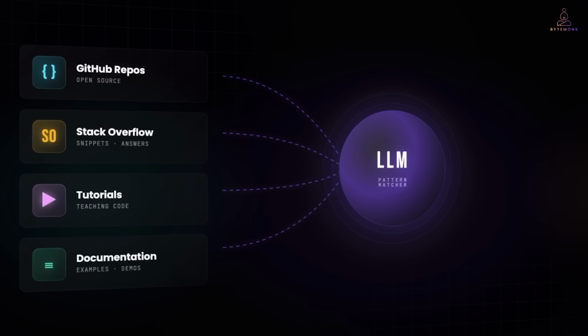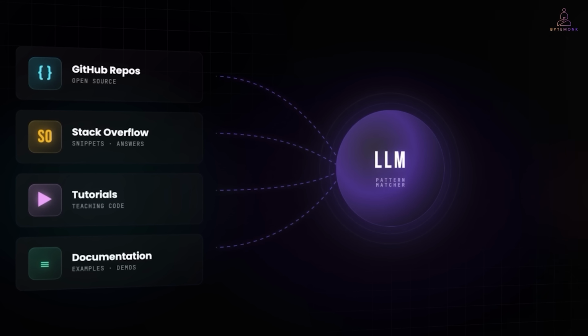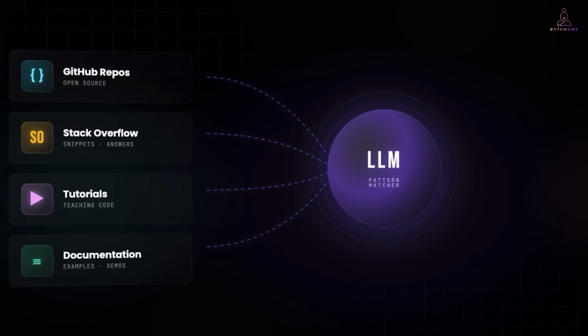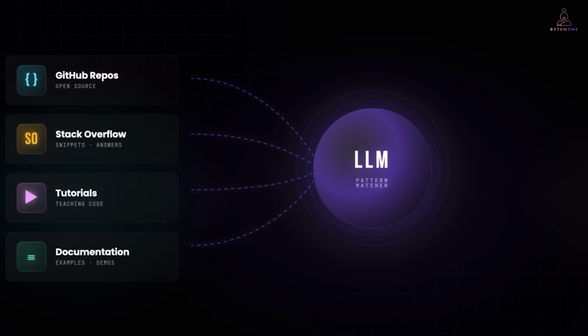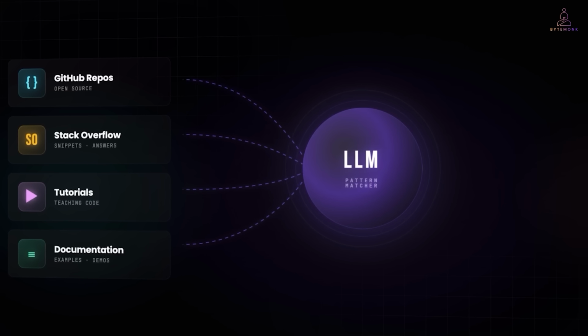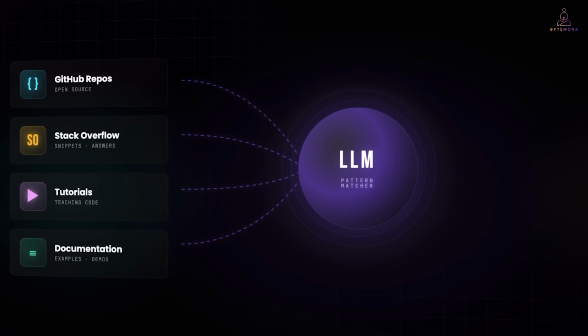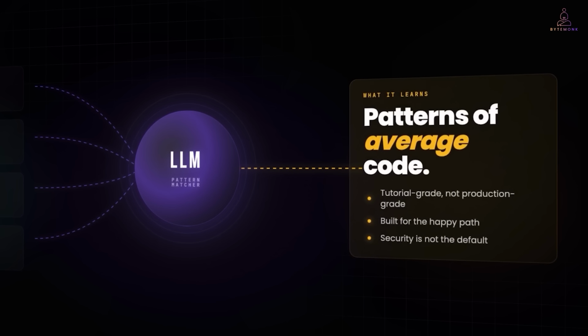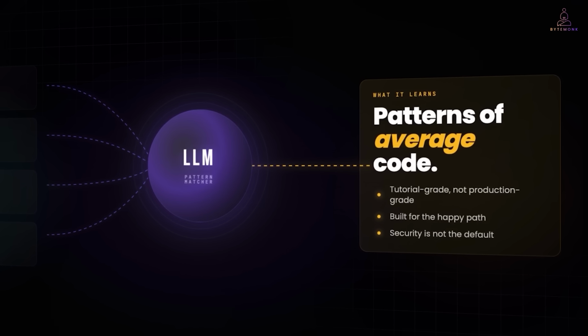Now think about what that training data looks like. Most code on the internet is not production grade security hardened code. It is tutorial code, demo code, code written to explain a concept, not to handle a real attacker. So the model learns the patterns of average code, and average code has security problems.